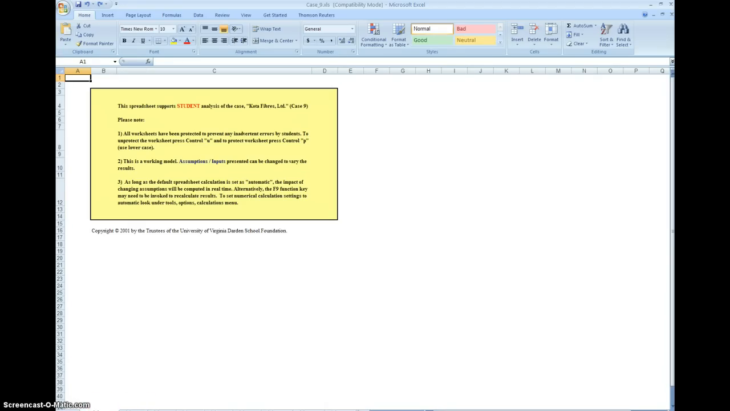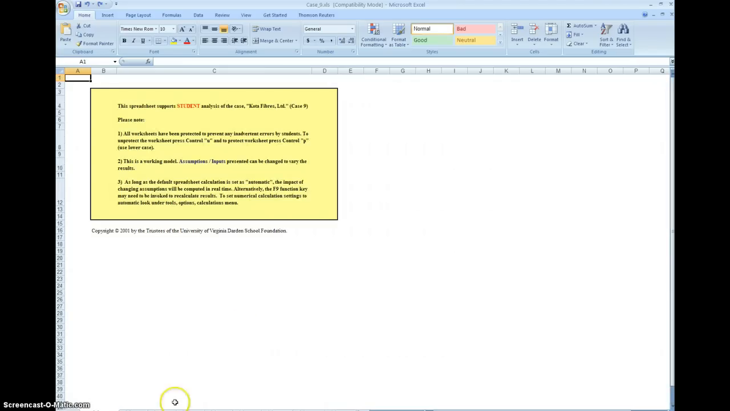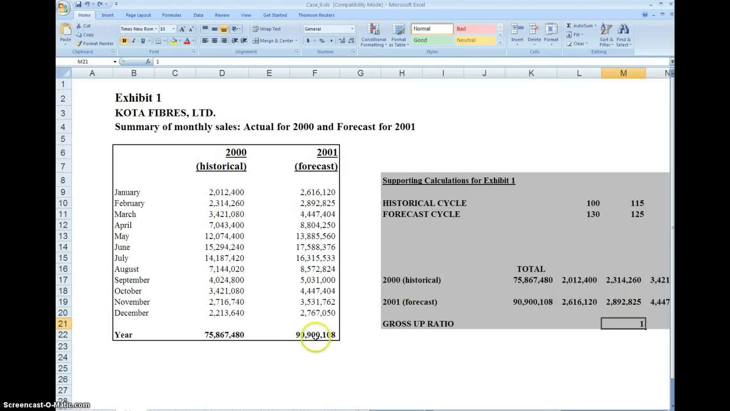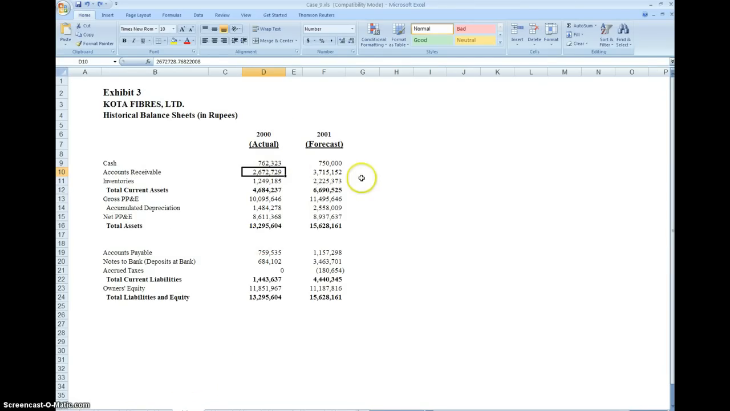We shouldn't have that 77 million. Bear with me a second. I made a change that I should have reversed. Need to go to Exhibit 1. Wonder why that didn't change. Okay, we're back to the 90 million in sales. And then, here we are. I'm sorry, I'm looking at the balance sheet.